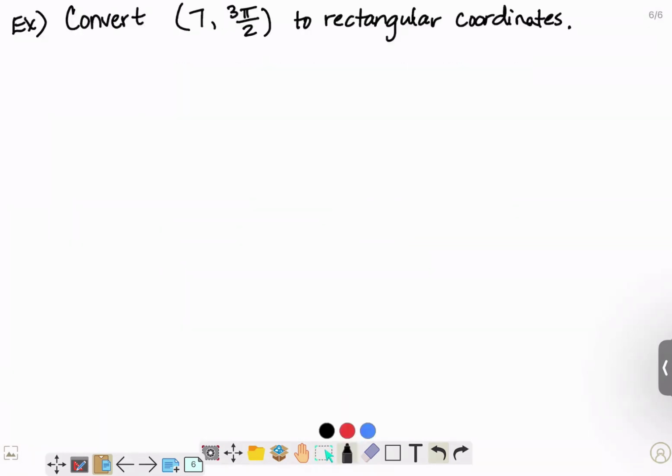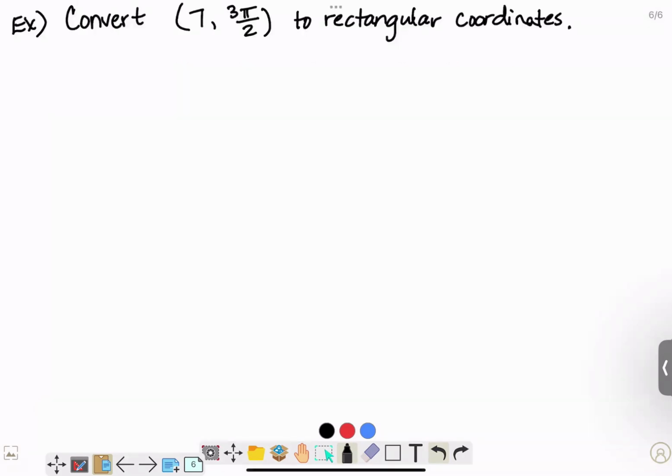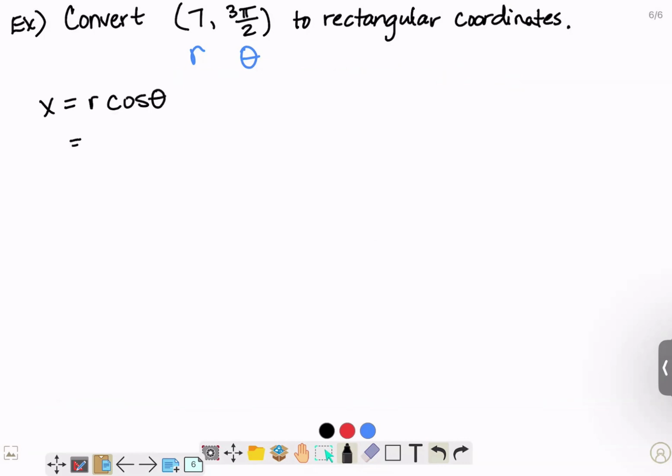So let's try this example, and we're given polar coordinates, and we want to change them into rectangular coordinates. We have these two equations on the left that tell us exactly how to find x and y using r and theta. So what we are given here, 7 is r, and 3 pi over 2 is theta, and we're just going to plug them into these equations. So x is equal to r cosine theta, but from the numbers we're given, this will be 7 times cosine of 3 pi over 2.